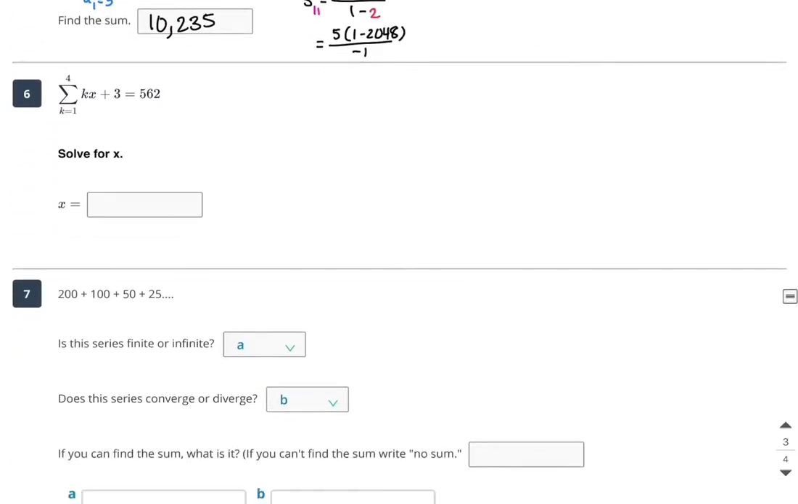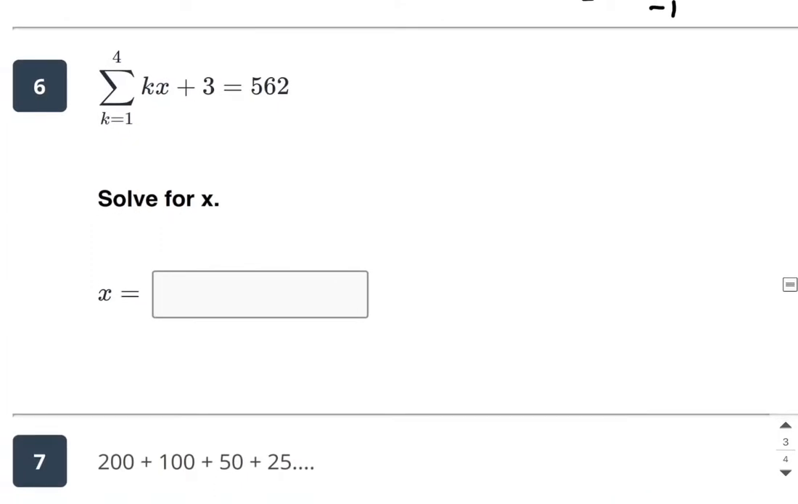10,235. For number 6, I've been given a summation of the first 4 terms, so I'm going from term 1 to term 4, adding those together, and I've been given this explicit formula with 2 variables. K is actually the position, so the variable that I'm going to have that's unknown for each term is x, and that's why I want to solve for x.